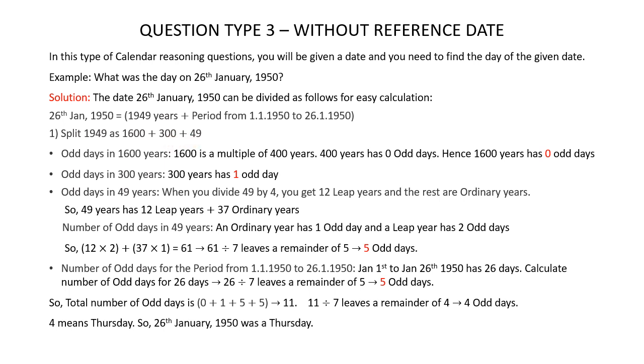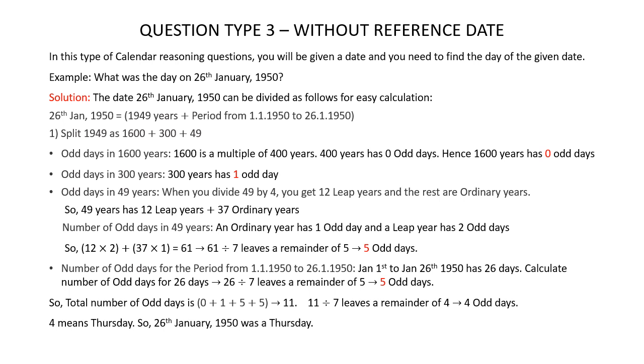Let's find the number of odd days for these three. Then let's find the number of odd days for the period from 1/1/1950 to 26/1/1950. So now we have split 1949 years as 1600 plus 300 plus 49. First, let's find out the number of odd days in 1600 years. Now 1600 is a multiple of 400 years. We know that 400 years has 0 odd days. Hence 1600 years also has 0 odd days.